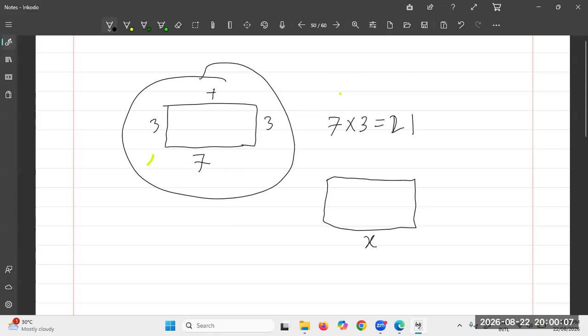So basically, we need to maximize this area. Let's consider the length of the rectangle is x and the width is y, and our target is to maximize this function f(x, y), which is the area of this rectangle, x times y. But we have a restriction, and that restriction is that the perimeter of this rectangle must be 20. So that is twice x plus twice y is equal to 20.